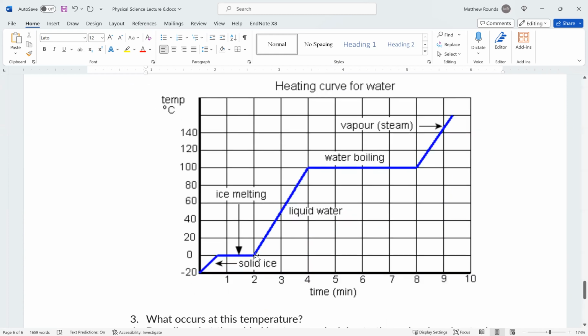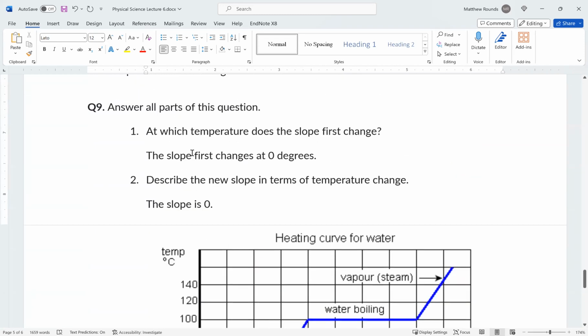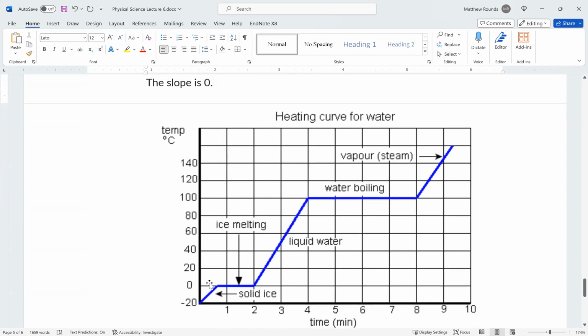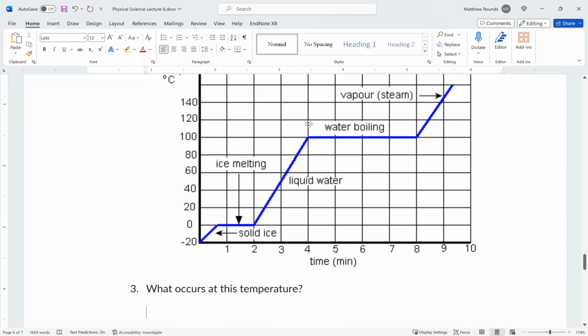Okay, let's move on. It says here, at which temperature does the slope first change? It first changes at 0 degrees. Normally it is going up and to the right, it's increasing, but then it stays flat. And then it's asking what's happening at the temperature. You've actually already answered it.